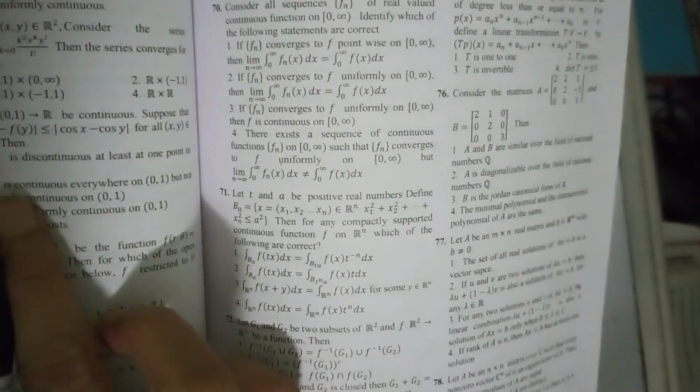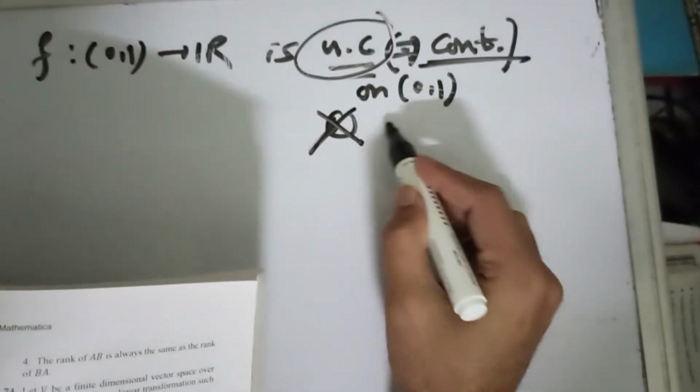The first option was f is discontinuous at least at one point in (0, ∞). It is incorrect because f is continuous. Second was f is continuous everywhere but not uniformly continuous. It is wrong because we get that f is uniformly continuous. So option 2 is incorrect also. Now option 3. Option 3 says that f is uniformly continuous.